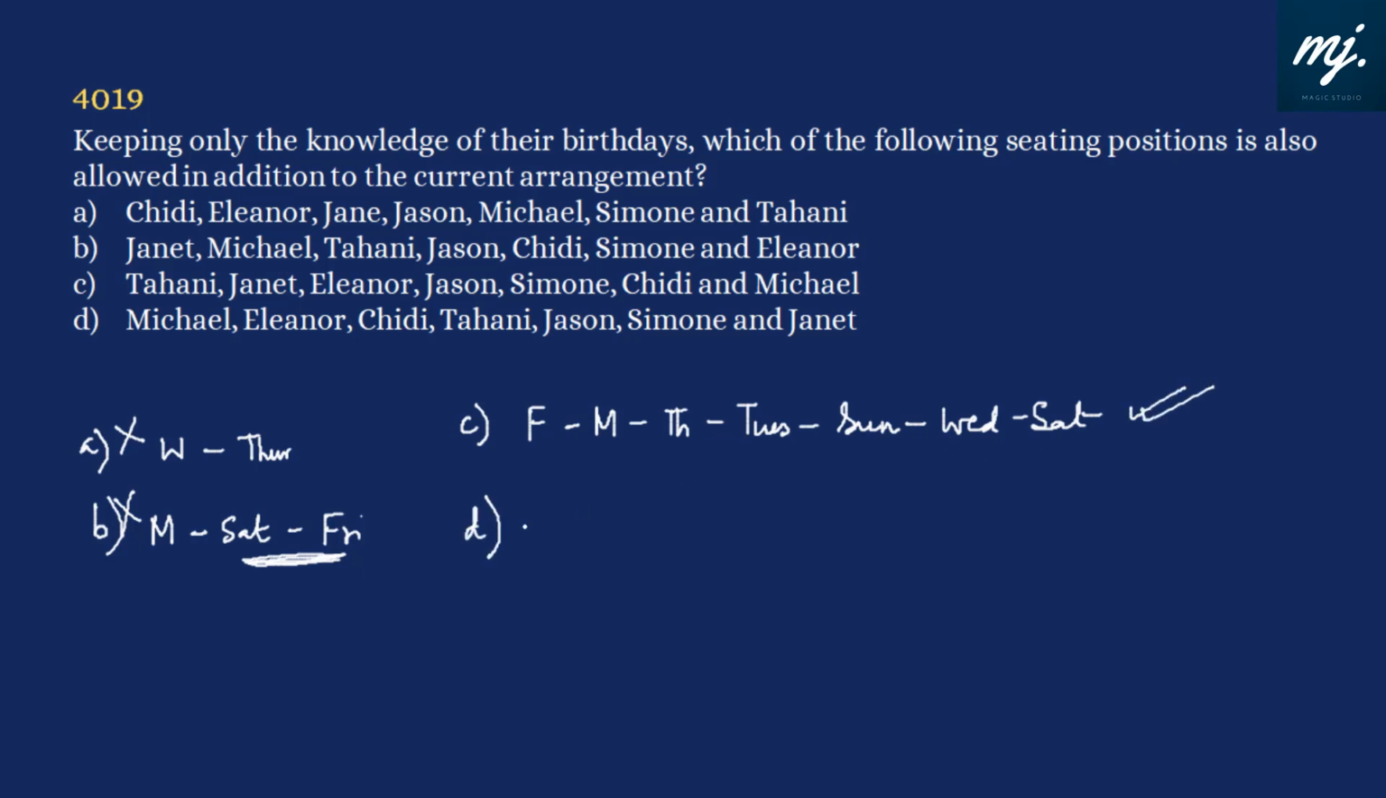Let us also explore option D. Michael is Saturday, Eleanor is born on Thursday, and Chidi is on Wednesday. We will stop here because Wednesday and Thursday are consecutive days. So option C is the pick only with the knowledge of the birthdays. This can also be the sitting formation if only knowledge of birthday is given. Option C may fit in, and it is the answer in this case.